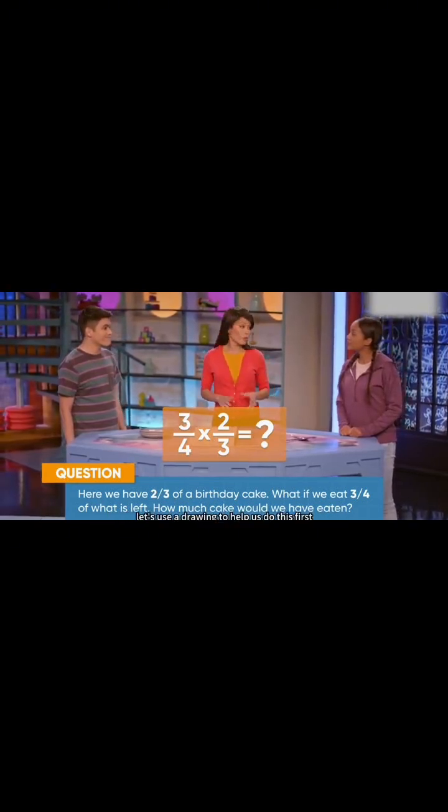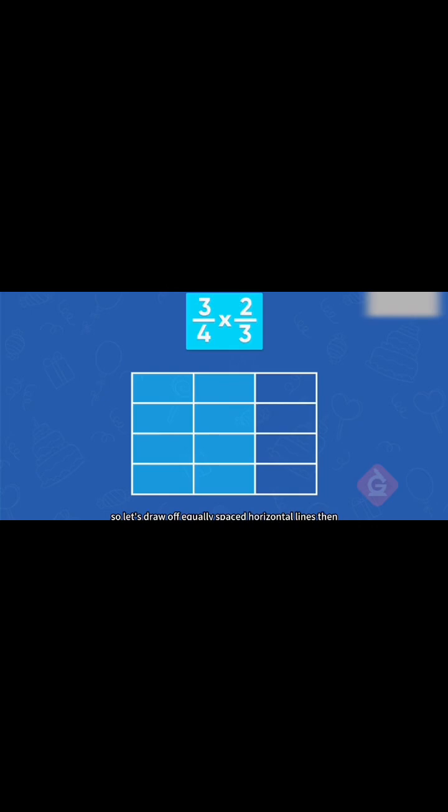Let's use a drawing to help us do this. First, we begin by representing 2/3. Let's highlight this in blue so it's easy to see. Now we have to find 3/4 of that blue section. Yes, and we can do that by splitting the blue section to find 3/4 of it. So let's draw equally spaced horizontal lines. Then, since we're finding 3/4, we'll highlight 3 of the fourths in yellow. Neat! The parts that overlap are green. Yes, the green part represents 3/4 of 2/3.